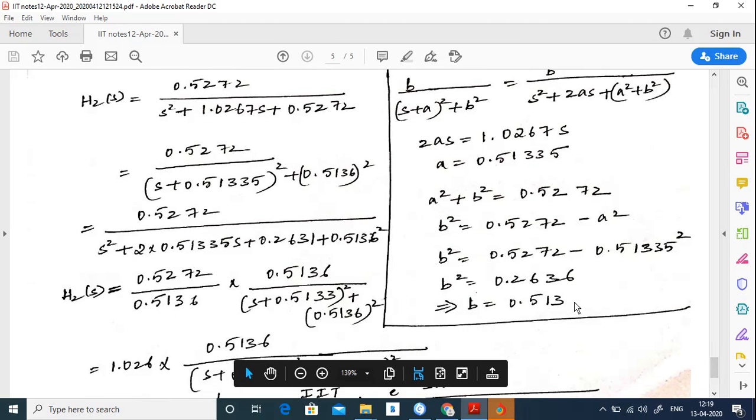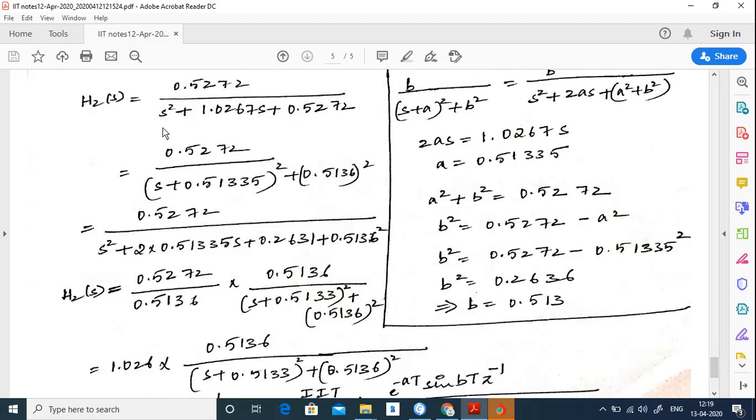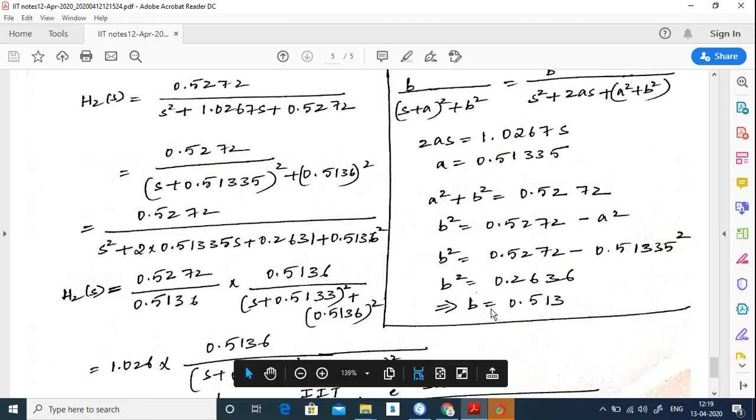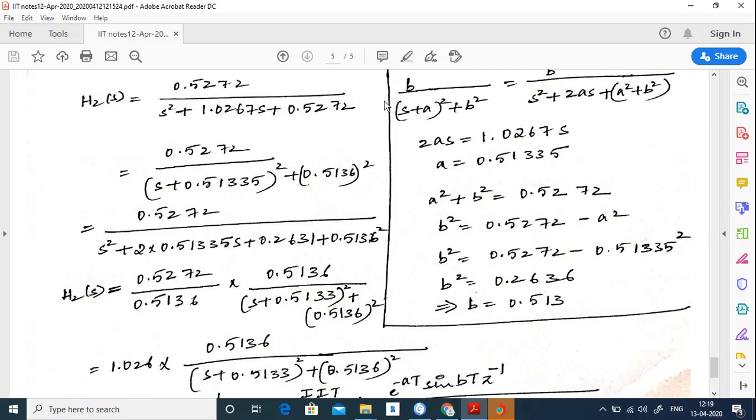Once you get this, I'm going to express the denominator in the form of (s plus a) whole square plus b square. After you do that, you'll get it like this. That is s plus a, the value of a is 0.51335, whole square plus b square. b is 0.5136, whole square. But what does the standard expression say? It should be in this form, right? b by (s plus a) whole square plus b square. See here, (s plus a) whole square plus b square. The value of b is 0.5136.